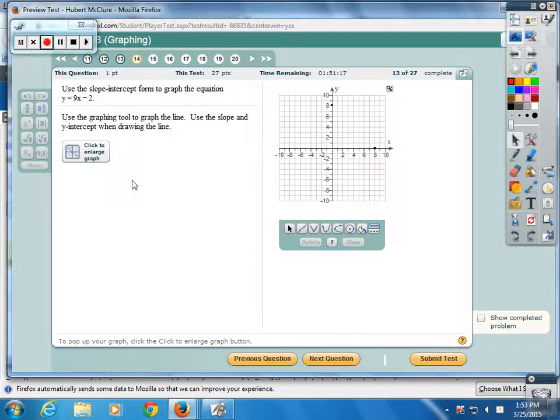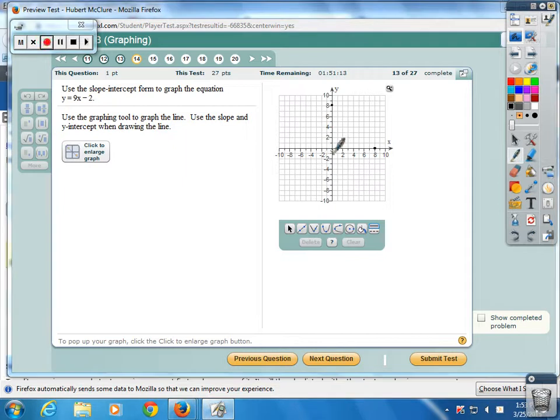Which method? Method 3. Negative 2. 0, negative 2.